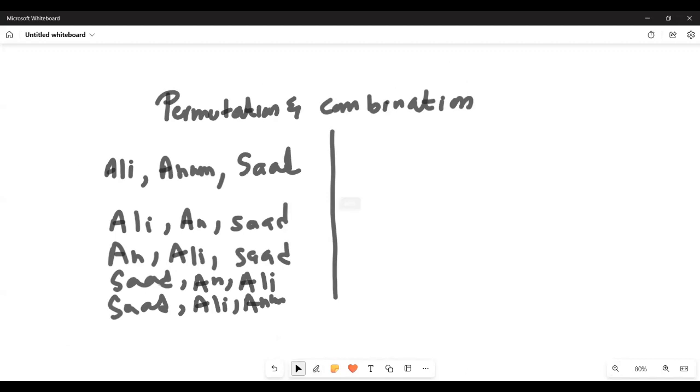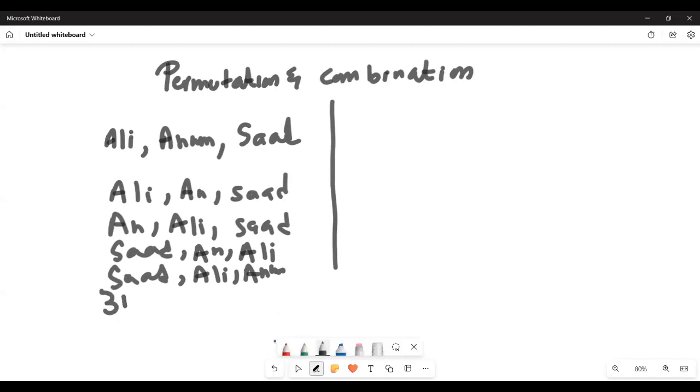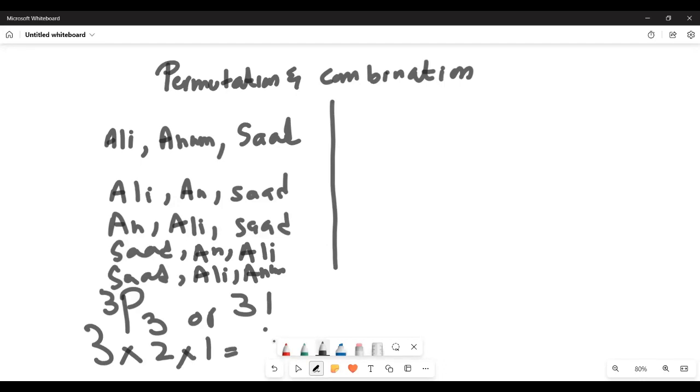seats. And the formula for that is 3P3, three people, three seats, or 3 factorial, or we can use the basic counting principle. We have three contenders for the first seat, then two contenders for the second seat, then one contender for the third seat. So that's going to be 3 times 2 times 1, and all of that equals 6. So there are six ways of arranging Ali, Anam, and Saad on three seats. Sorry, that would be a case of permutations. Okay, now we talk about combinations.